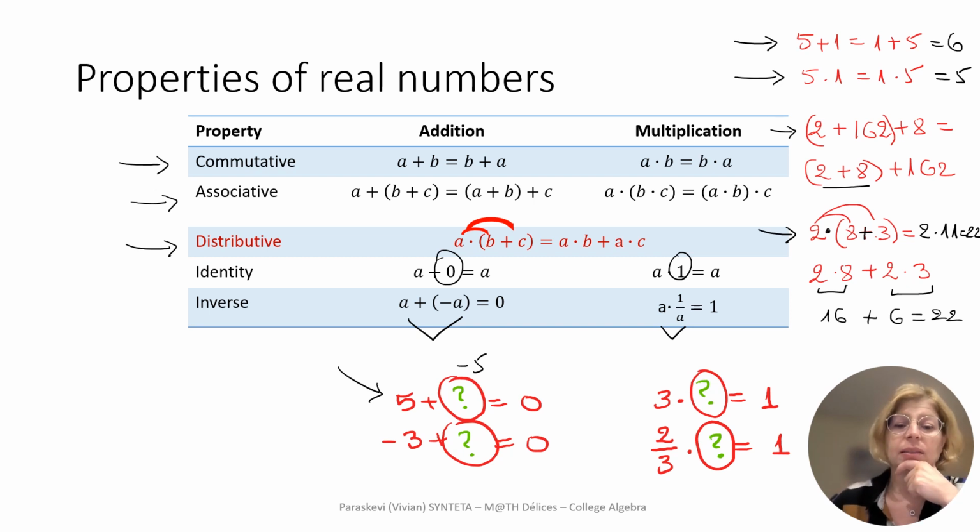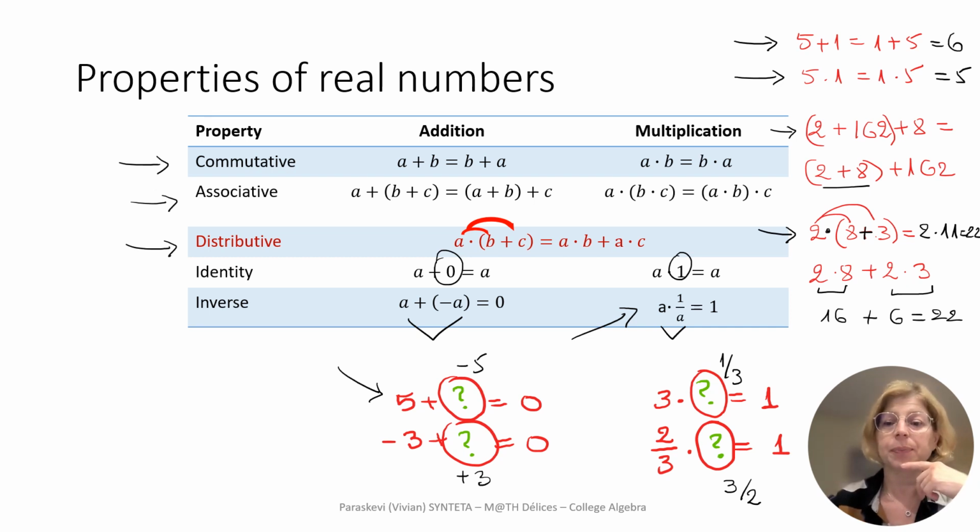In the same way, the minus 3 plus, I imagine you understand that it's the 3, that will give us 0. Here, in order to multiply 3 with some number to get 1, as you can imagine, this is the inverse, as we said, according to this property here. So it will be the fraction 1 over 3 that will give us the inverse 1. And for the 2 over 3, it will be in the same way the 3 over 2. And this is how we apply the properties of real numbers.